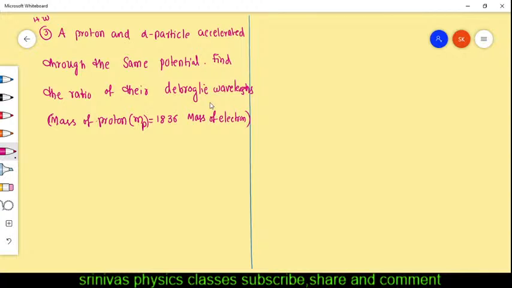Same method you have to use. Sorry, a little bit of change in the question. It is not proton and alpha particle, this is electron. Proton and alpha particle problem we completed. Proton and electron accelerated through the same potential. Find the ratio of their de Broglie wavelengths. Write the answer in the comment box, everyone. After completion of that, one more question.